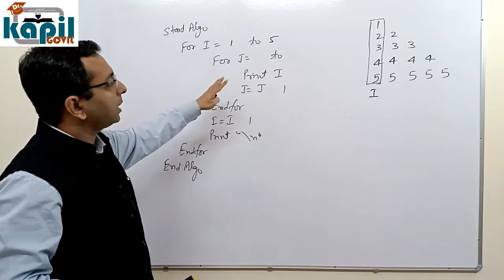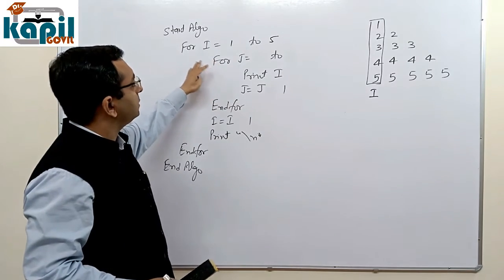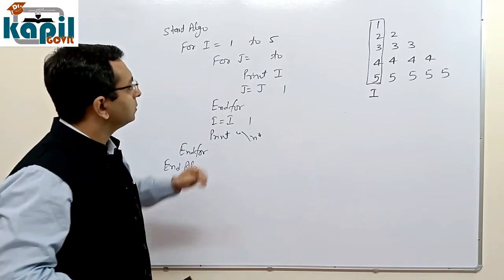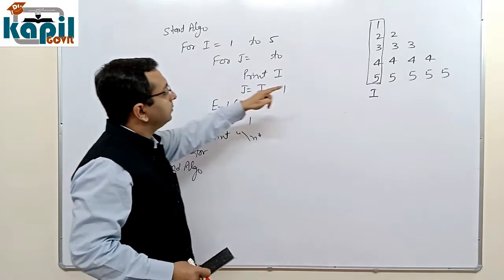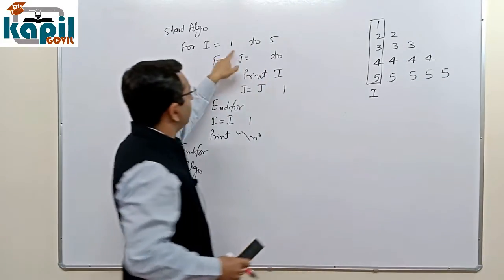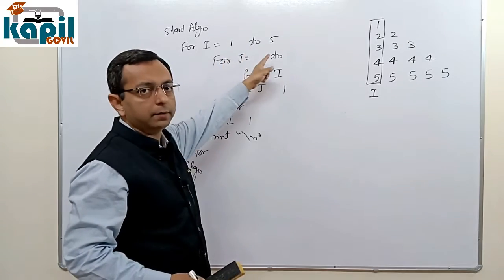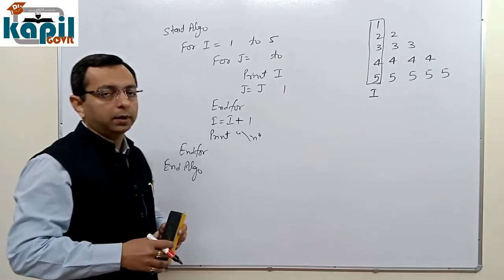Here two loops are there, the I loop and the J loop. Why I and J loop? Because this is a row and column wise pattern, so we have used a nested loop. Because I is 1 to 5, we have written 1 to 5. Because I is increasing from 1 to 5, we have to increment it by 1.